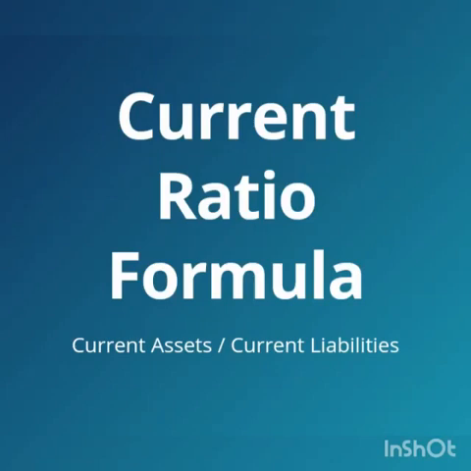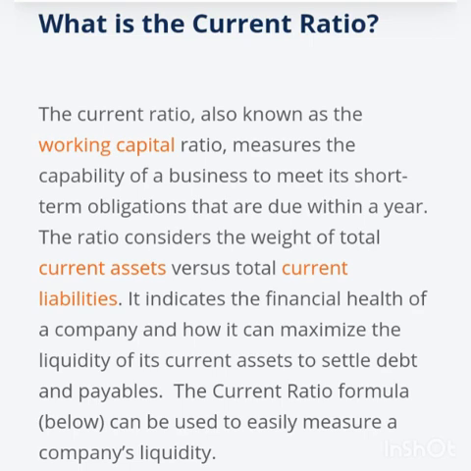In this module, we are going to learn how to calculate the current ratio of a company. Current ratio equals current assets divided by current liabilities. Current ratio is the proportion of current assets to current liabilities. Current ratio is also known as working capital ratio.